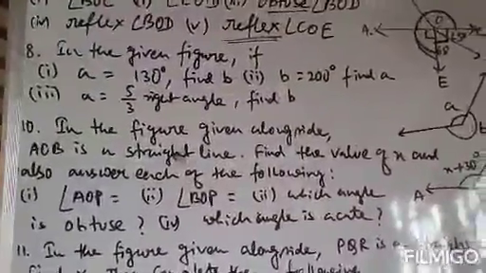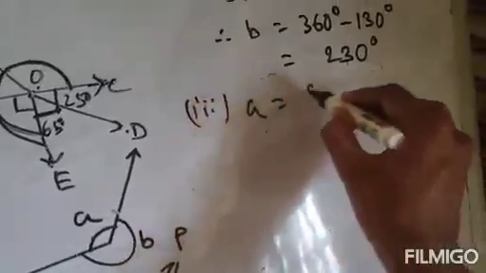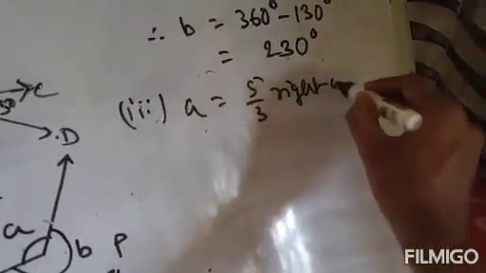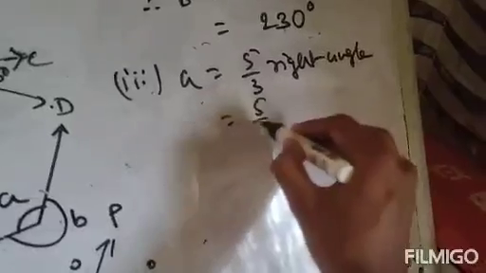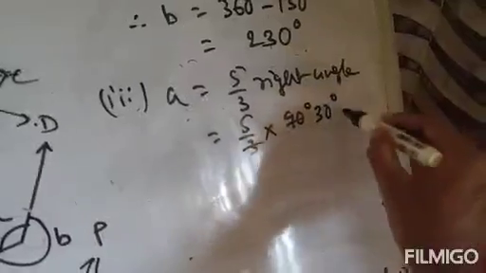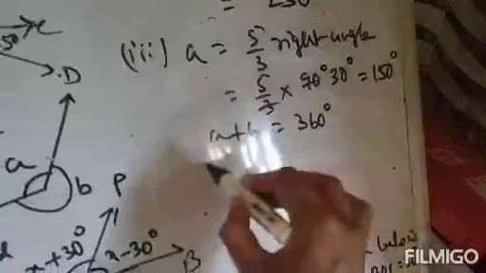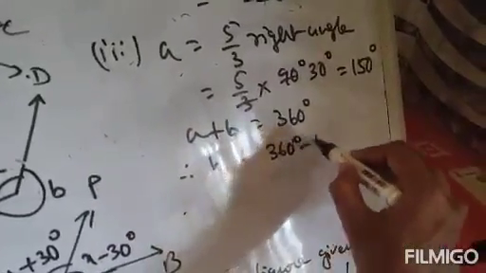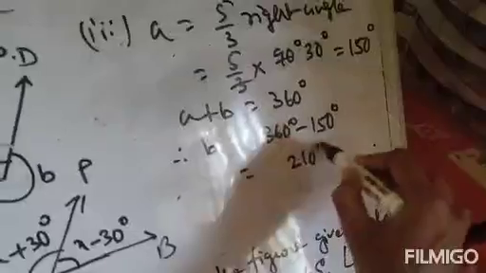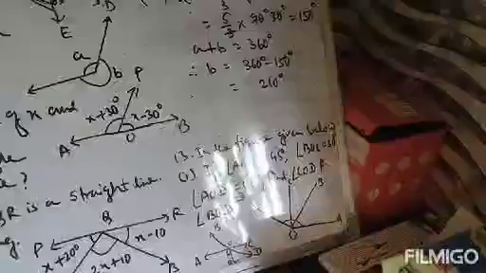Next, question number 3. A is given as 5 by 3 right angle. Now a right angle means 90 degrees. So 5 by 3 right angle means 5 by 3 into 90 degrees. Reduce 30 degrees, that means 150 degrees. So A is 150 degrees, and A plus B is a complete angle, that is 360 degrees. Therefore B will be, just subtract 150 degrees from 360 degrees, that means 210 degrees. Clear? So that's the solution of question number 8.